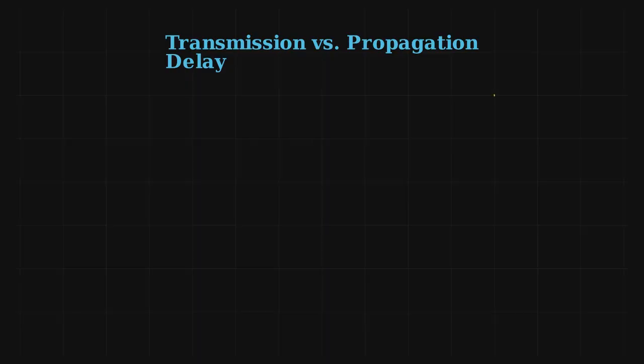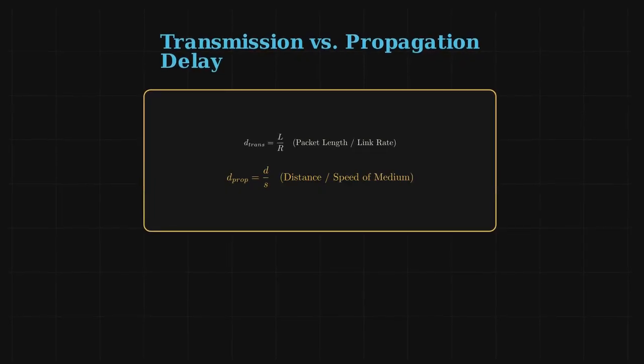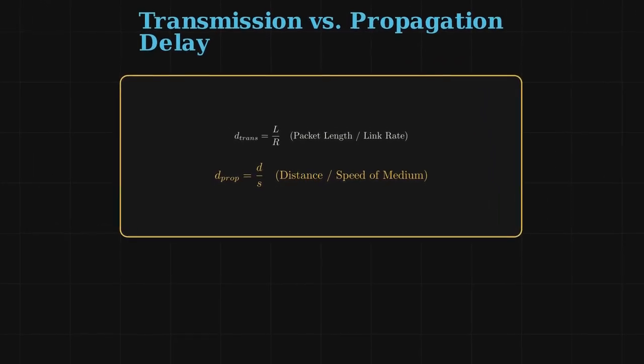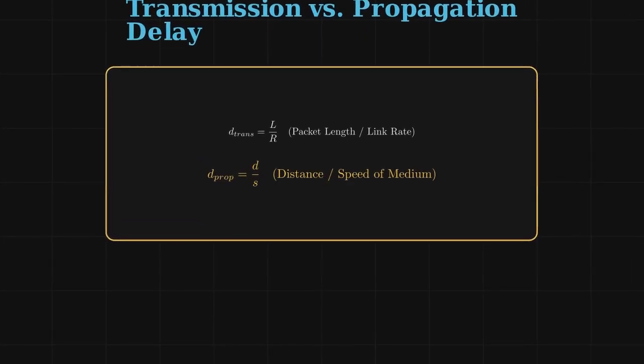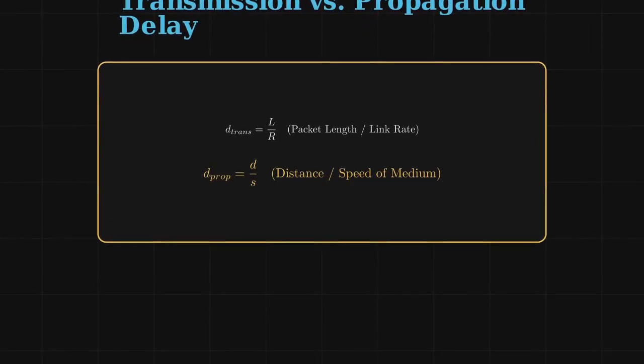It is crucial to distinguish transmission from propagation. Transmission delay is purely mathematical, packet length L in bits, divided by link bandwidth R, while propagation delay is distance d divided by the physical propagation speed s of the medium. One is pushing, the other is traveling.